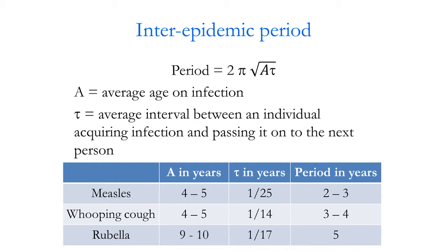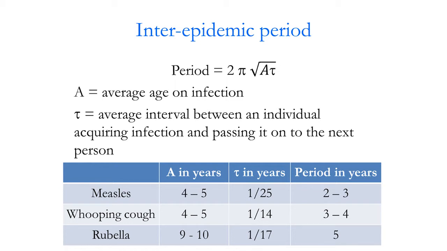And you can find out that the period is 2 pi root A tau. A is the average age of infection. Tau is the average interval between an individual acquiring infection and passing it on to the next person. So if you do the numbers for some diseases, measles, the average age before vaccination at which you get it is 4 to 5.